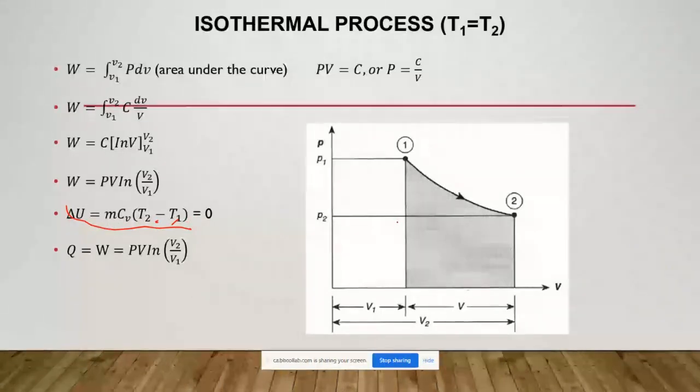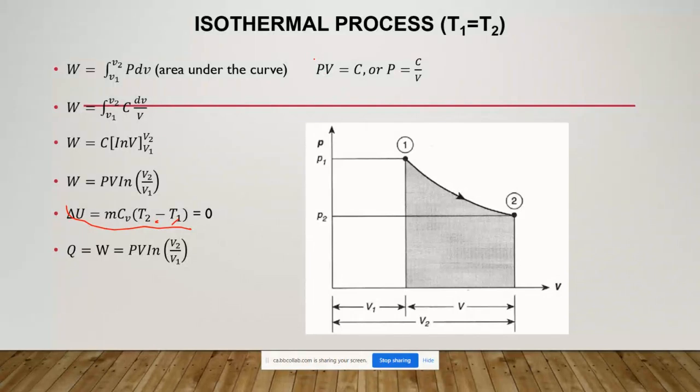So the work done for isothermal process is the area under the curve. Because it's a curve, you integrate between the two limits, which is V2 and V1, which is C. What is C?